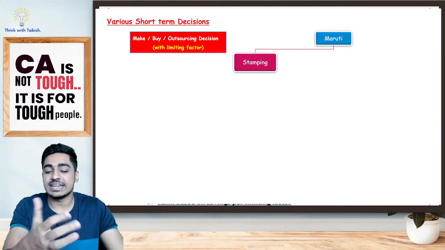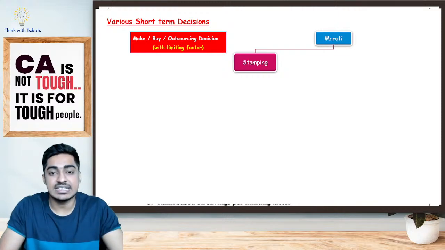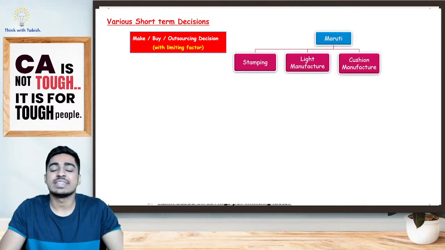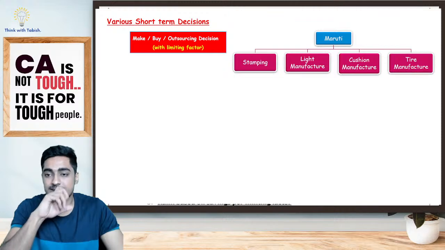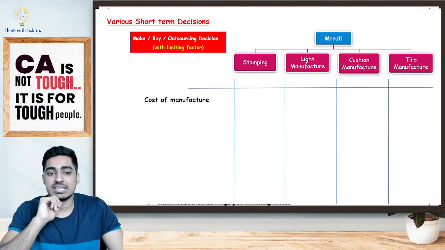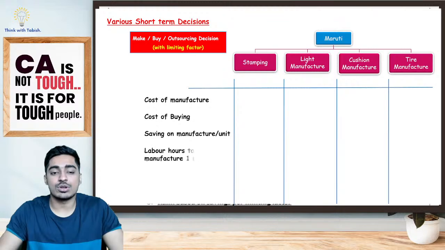Firstly, we'll be stamping, that is, putting the metal into the exact shape. Next, we'll manufacture the light. Next, the entire cushion, the interior works, we will manufacture. Next, tires will be manufactured. Let us see what cost we are incurring to manufacture.